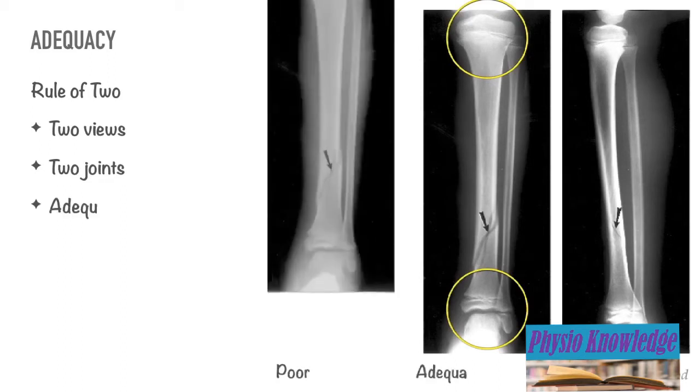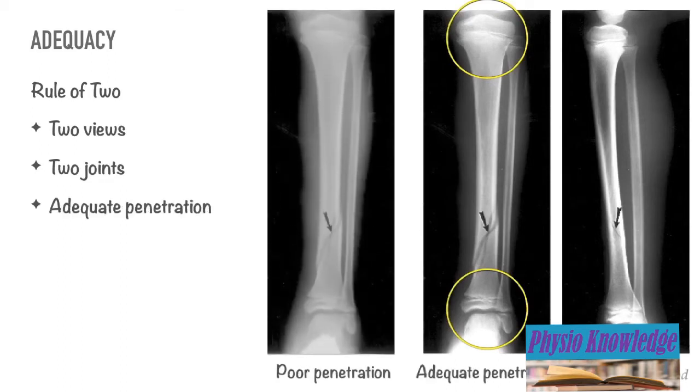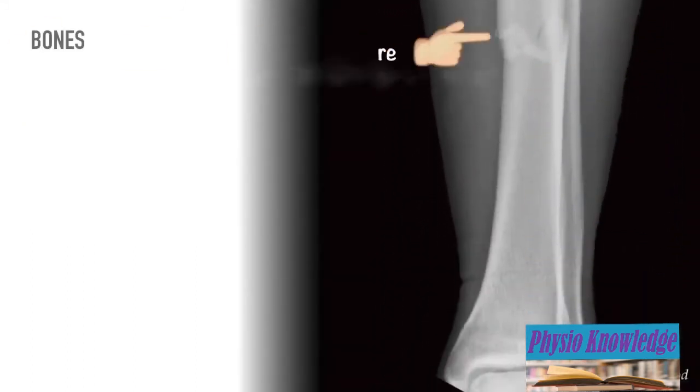All radiographs should have adequate penetration. That means the bones and soft tissues should be easily and clearly differentiated. Examine the entire length of the bone for fracture lines or distortions.